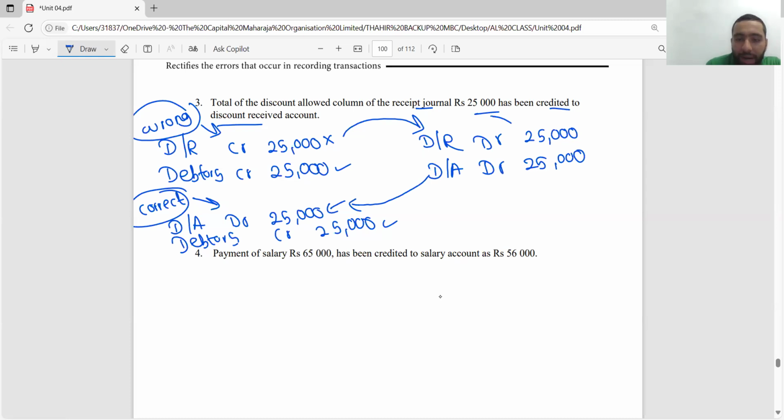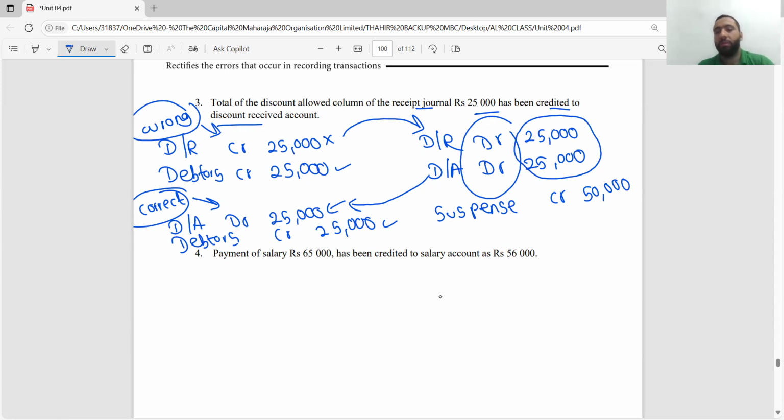For every debit there has to be a credit. That is why we open a suspense account and we put this as credit. The total of both is 50,000. Very well done, Lakshini.